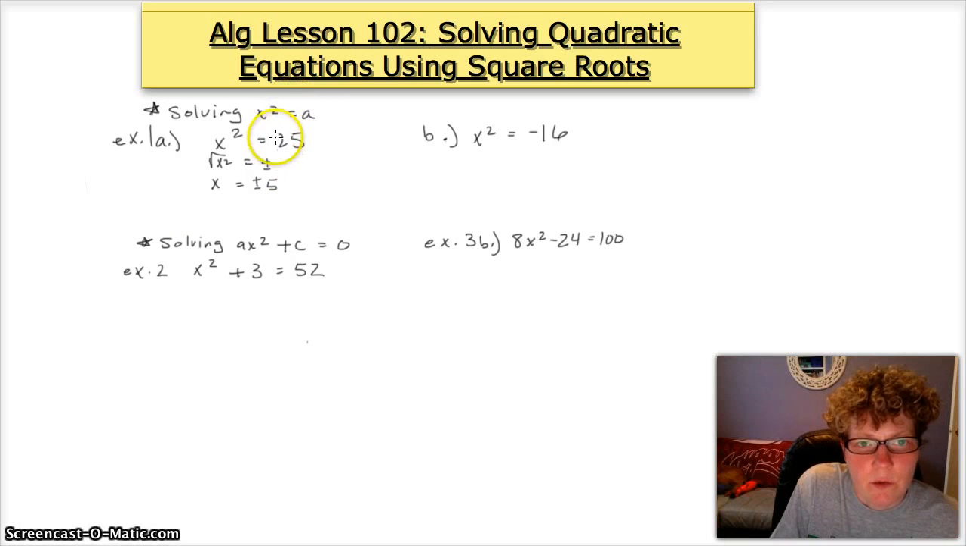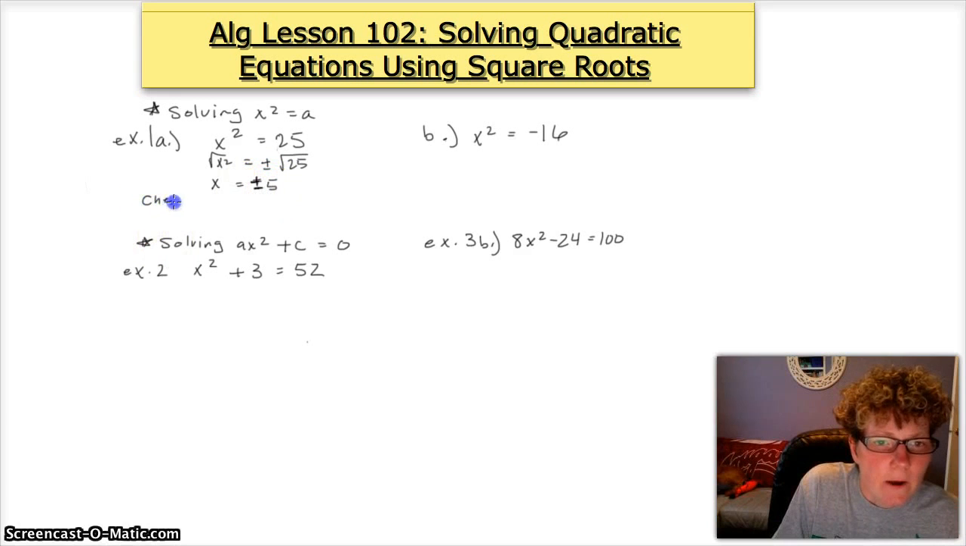When we're talking square root, you could have 5 squared, which is 25. You could also have negative 5 squared, which is also 25. So we're going to write this symbol, which is a little plus with a minus underneath it. So it's x equals plus or minus 5. So those are our roots.